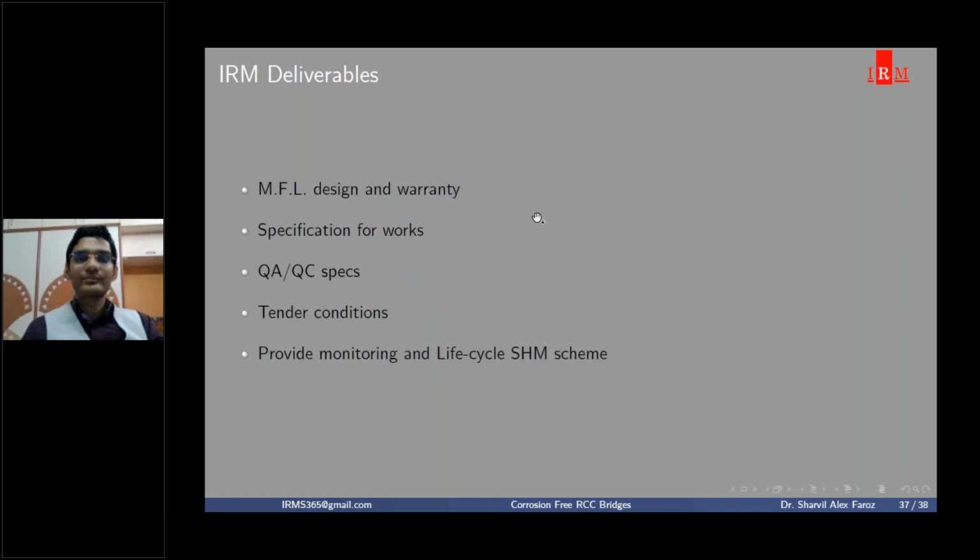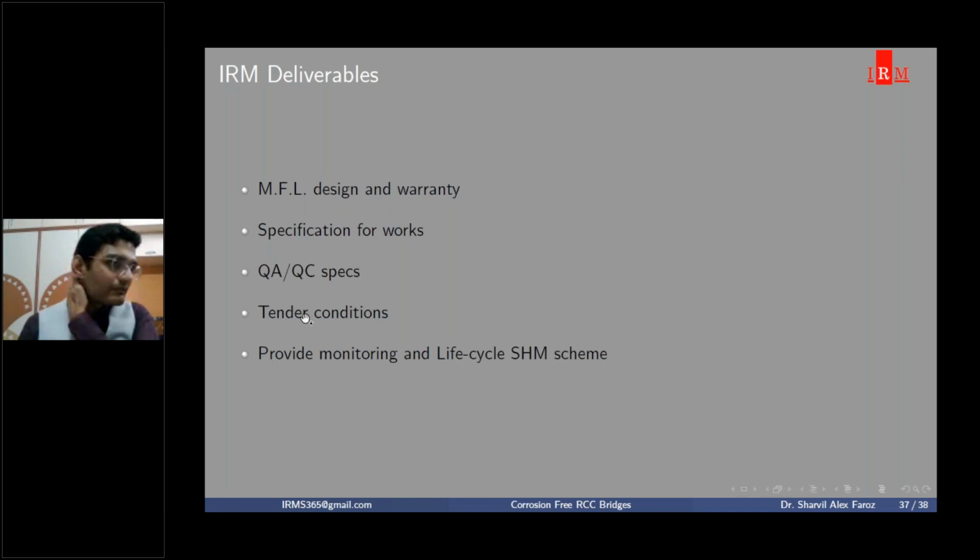So what could be our deliverables? So suppose we are engaging with a client for this kind of M.F.L technology. Okay. So what are our responsibilities towards that client? Okay. So our responsibilities will be to do a deterioration analysis for the design service life and provide the design calculations, which will demonstrate to the client why we are saying this design will last for 100 years. So we provide the engineering calculations, and then the specification of the works, what should be the specification which the contractor should use. Then the QA, quality assurance, quality control specifications, which I showed you how we do the measurement during construction and post construction.